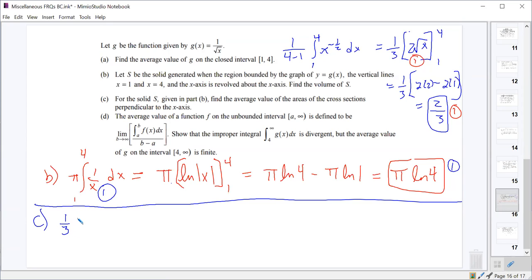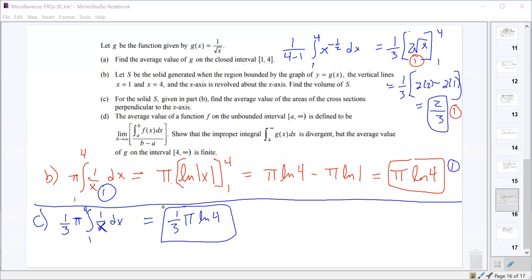1 over 4 minus 1, times the integral from 1 to 4 of pi times 1 over x dx again. And we already know what pi times 1 over x dx is. It's pi ln 4. So this should just become 1/3 pi ln 4. And that one was just worth 1 point. Any questions there on part C?